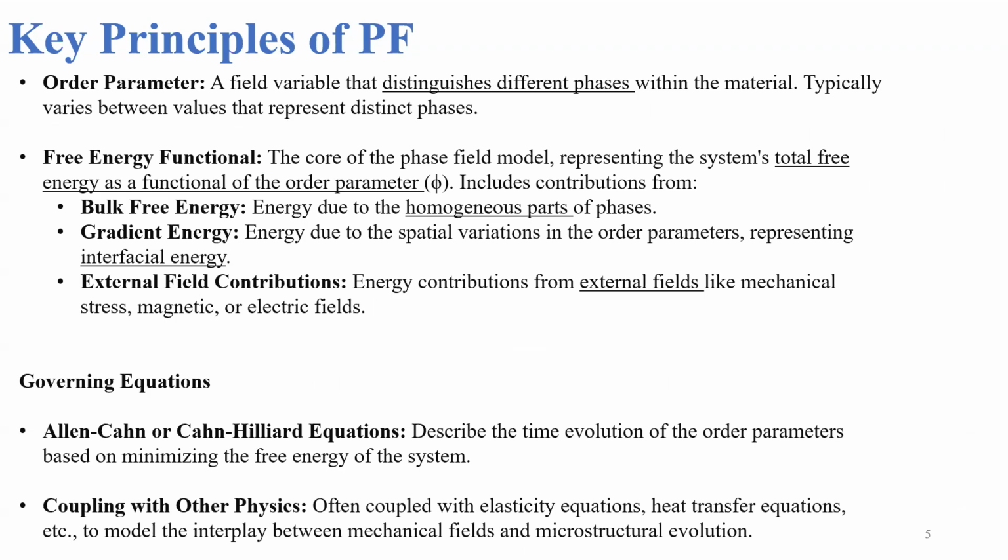As we saw in the previous slide, it's quite important to understand what the order parameter is, and what is a way to distinguish different phases. The order parameter, as we said, is a field variable that distinguishes different phases, and typically varies between values that represent distinct phases. Another key concept is the free energy functional, which might be quite challenging to determine as well. However, the free energy functional guides the entire phase field simulation. The core of a phase field model represents the system's total free energy, and this total free energy can be broken down into different contributions, such as bulk free energy.